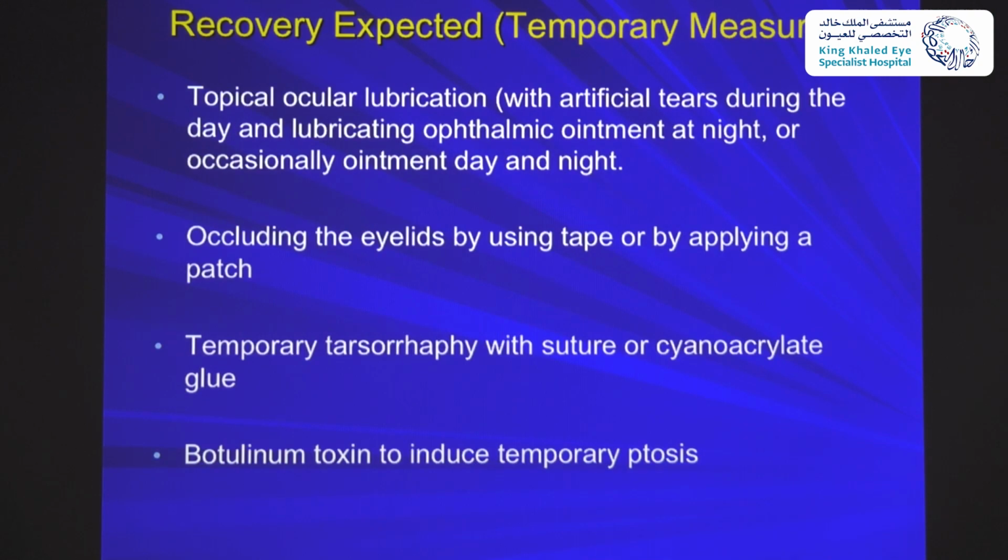If you expect the patient to improve and it's most likely a Bell's palsy, you need to use a temporary measure, like topical lubrication with ointment and gel. Sometimes you can close the eye at night with taping. Some people use glue or botulinum toxin to induce ptosis to help decrease the exposure keratopathy. This is a temporary measure.